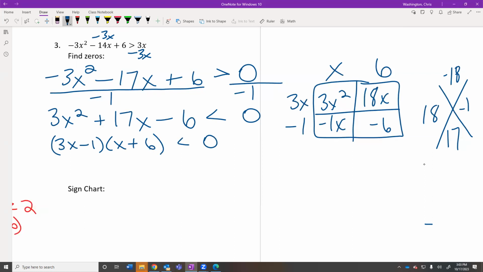We want to know what would x equal in this case. We would have to add the 1 and divide by the 3. We can work that out if we need to. 3x minus 1 equals 0. Add 1 to both sides. So 3x equals 1. And then divide by 3 on both sides. So we get x equals 1/3. And then we would move the 6 to the other side by subtracting it. So we end up with negative 6.